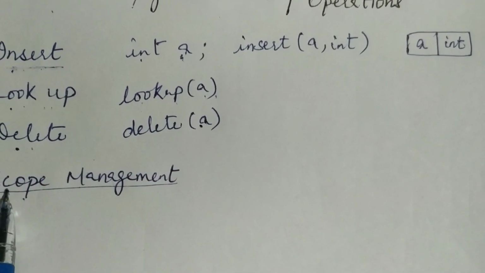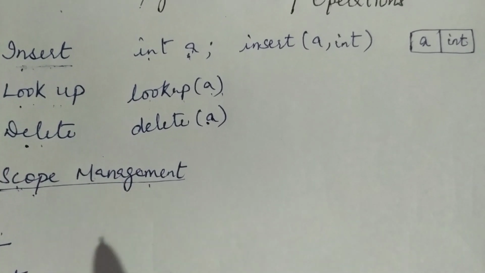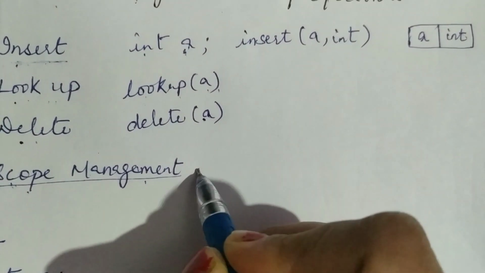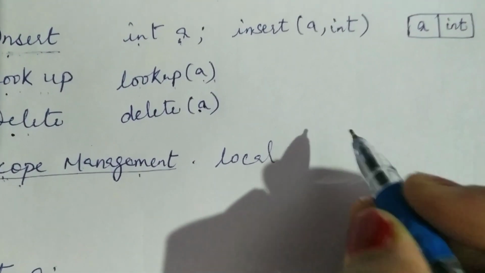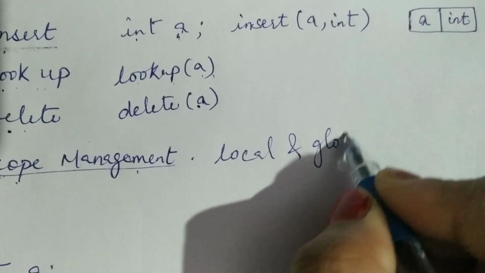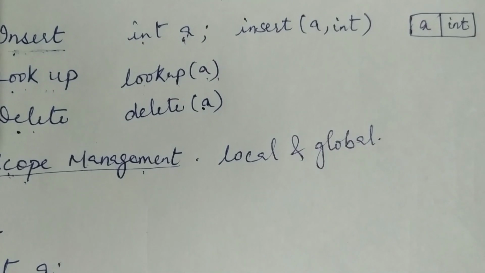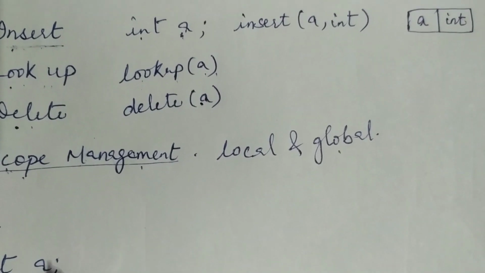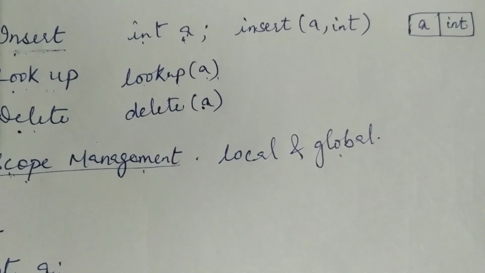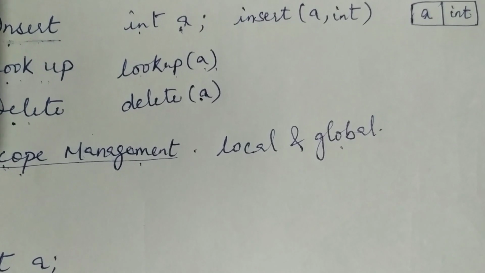Next, the most important operation is scope management. Scope management will define the local and global variable management, that is, how local and global variables are managed in a symbol table. So for this we just take an example and we will try to learn the scope management operation with the help of this example.